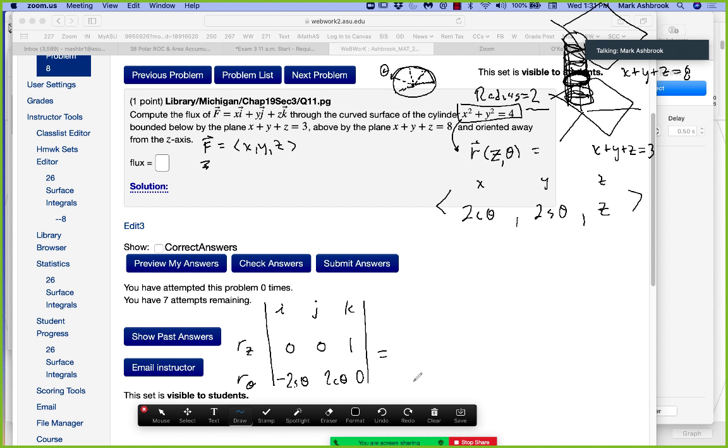So now that vector: for i, down to the right is 0, down to the left is minus 2 cosine theta. For j, down to the right is minus 2 sine theta, down to the left is 0. And for k, down to the right is 0, down to the left is 0.